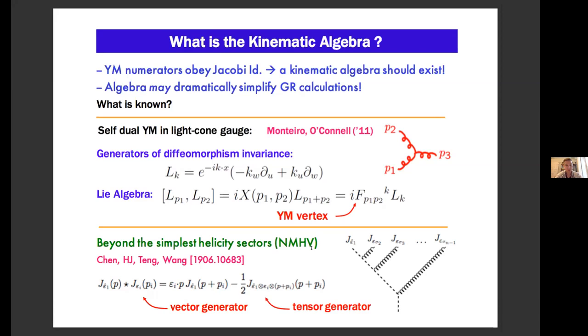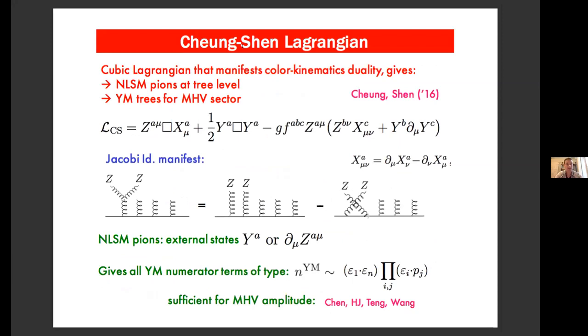So we made a lot of progress, but what I will discuss a little bit more is something which came between these two papers. And this is the work by Clifford Cheung and Chia-Hsien Shen. What they did is that they introduced a cubic Lagrangian that manifests color-kinematics duality. The Lagrangian is given here. It has a vector field that transforms in the adjoint, Z, and then it has a conjugate one called X, and then it has a scalar field which also transforms in the adjoint, called Y.